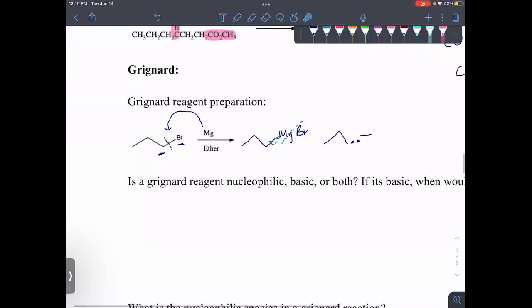So in this case, this is the thing that's going to go in and attack the carbonyl. This is what's going to actually do the reducing. So we call this the nucleophilic species. I've seen that occasionally, this is why you should be familiar with the mechanisms, because he'll ask what is the nucleophilic species in the reaction.